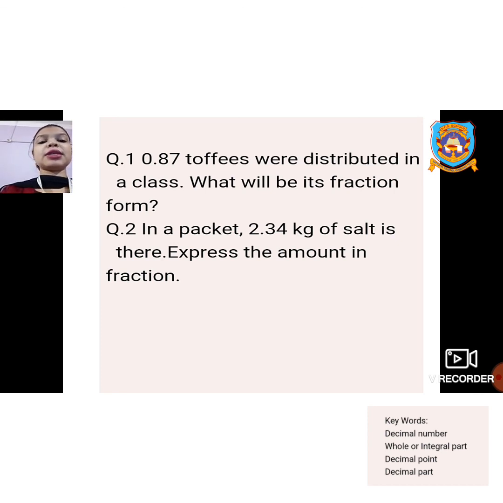The next question is, in a packet, 2.34 kg of salt is there. Express the amount in fraction. Kg is short for kilogram, weight, of salt. So these two questions you have to do in your maths copy. I'll be uploading them in the Google Classroom.